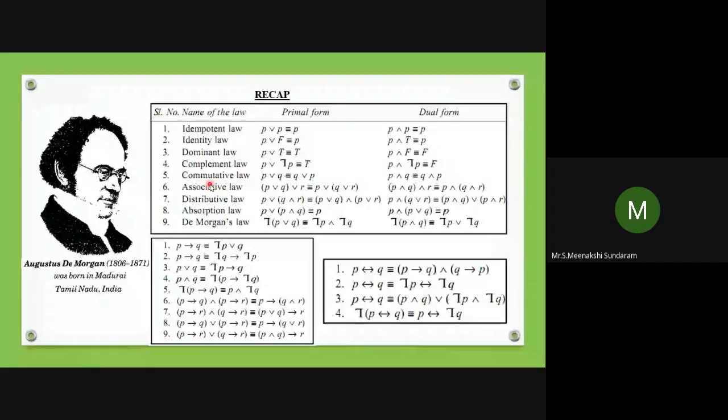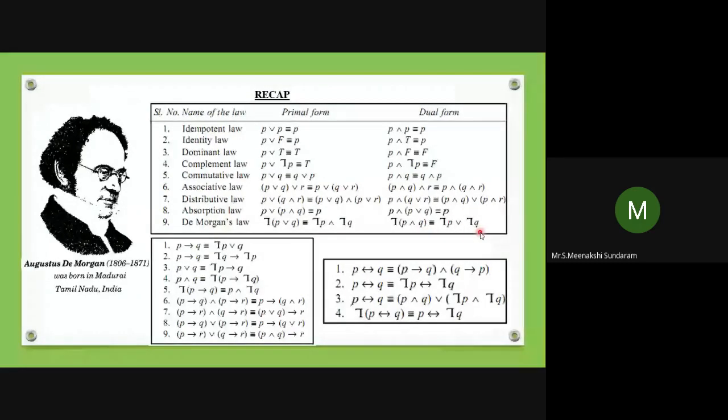Complement law, another name is the negation law. Sometimes we use the commutative law, associative law, distributive law, absorption law. Absorption looks like a distributive law, but the two inputs are the same here, P and P, whereas distributive has three inputs, P, P and Q. De Morgan's law: negation of P disjunction Q equals negation P conjunction negation Q. Negation of P conjunction Q equals negation P disjunction negation Q.